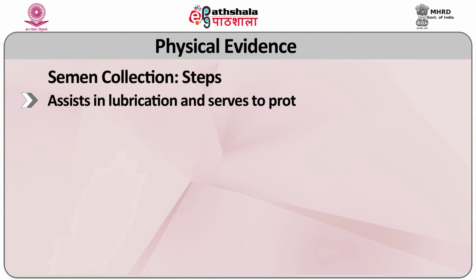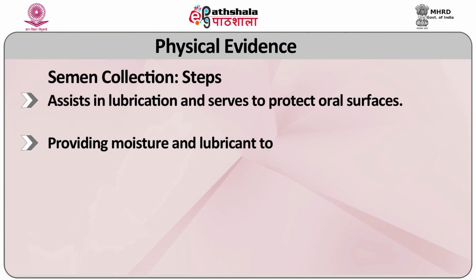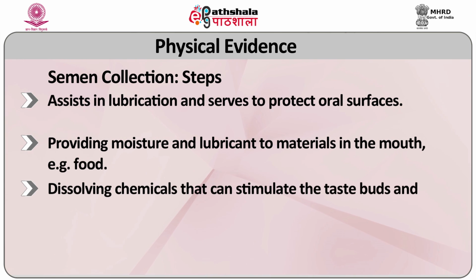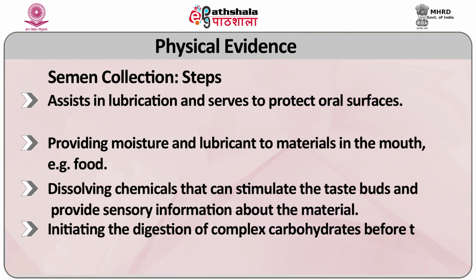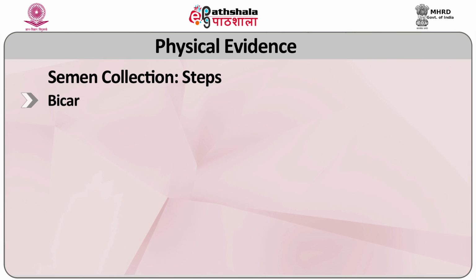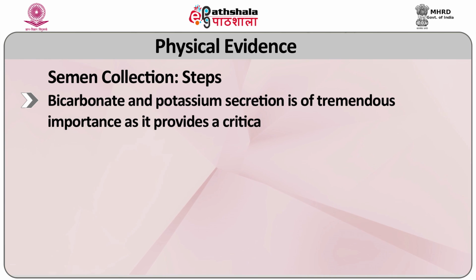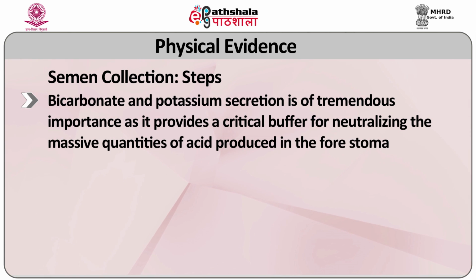Saliva assists in lubrication and serves to protect the oral surfaces, providing moisture and lubricant to materials in the mouth, for example food, dissolving chemicals that can stimulate the taste buds and provide sensory information about the material, initiating the digestion of complex carbohydrates before the material is swallowed, for example salivary amylase. Bicarbonate and potassium secretion is of tremendous importance as it provides a critical buffer for neutralizing the massive quantities of acid produced in the four stomachs.